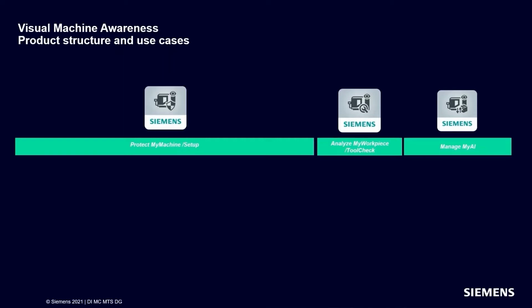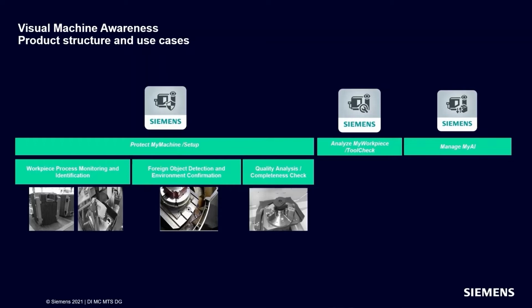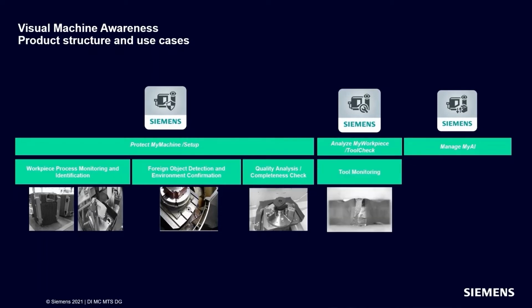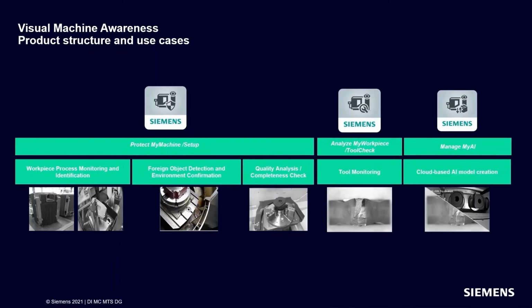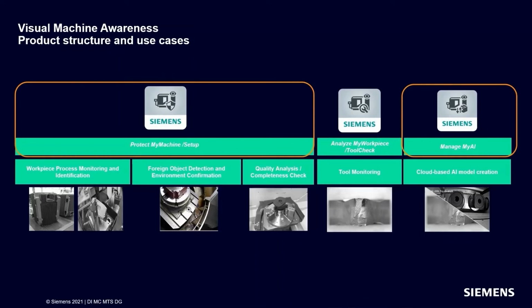In more detail, you can see an overview here of the different use cases that are covered by each application. For example, Protect My Machine Setup enables workpiece process monitoring and identification, but also object detection and environment confirmation, as well as quality analysis and completeness checks. Analyze My Workpiece Tool Check is focused on tool and toolware monitoring, and Manage My AI enables cloud-based AI model creation and deployment back to the edge devices. As promised, today we'll be taking a look at Protect My Machine Setup and Manage My AI.